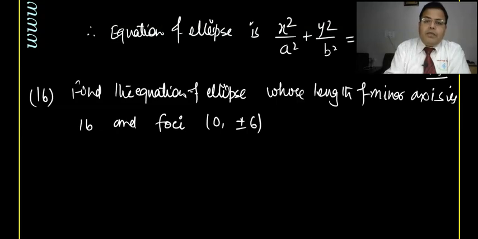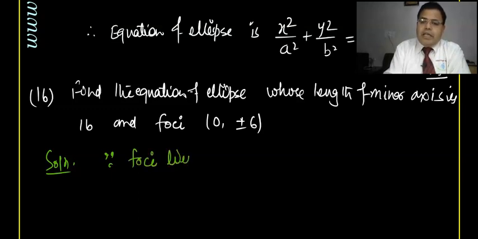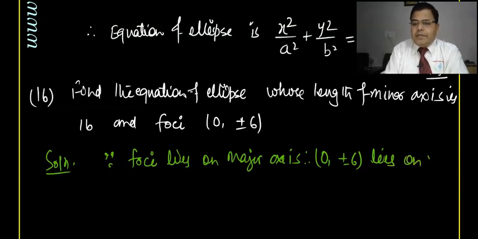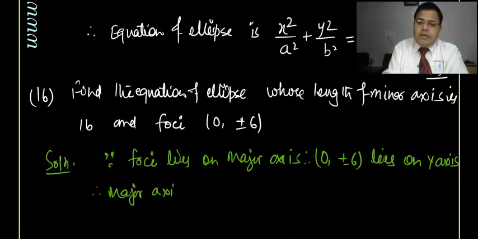Now we can have the solution. Since the foci lie on the major axis, the foci are 0 comma plus minus 6. Which axis do they lie on? On the y-axis. Therefore the y-axis is the major axis, so the major axis is along the y-axis.